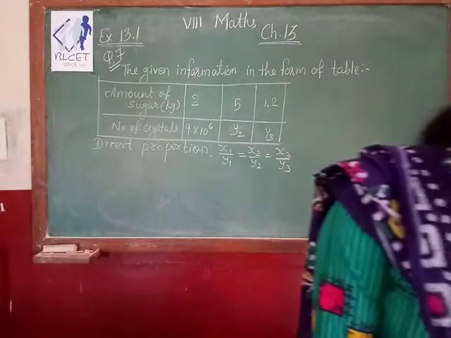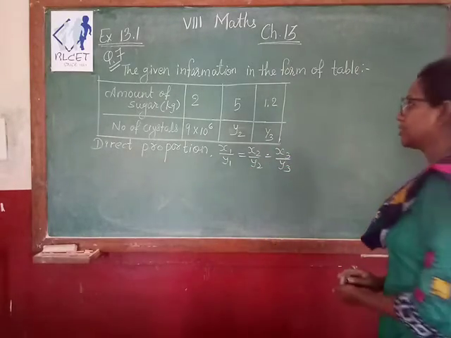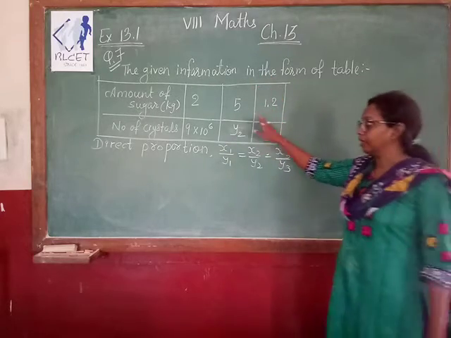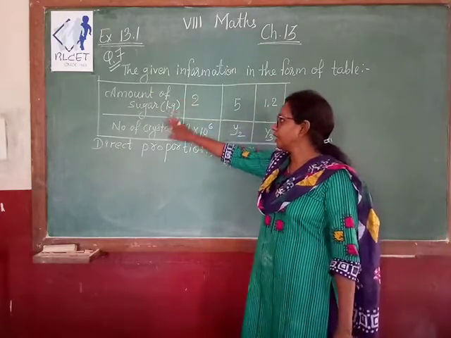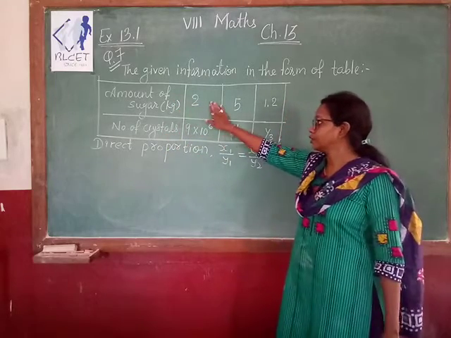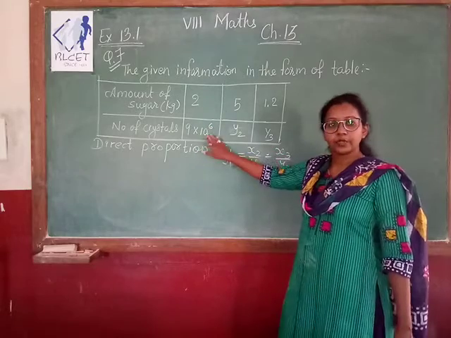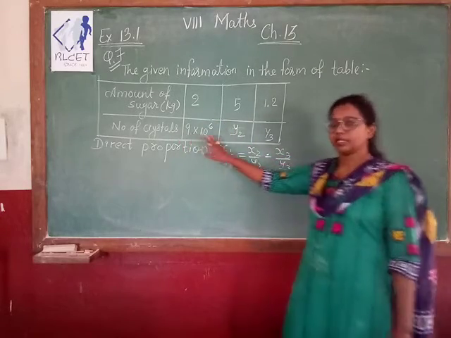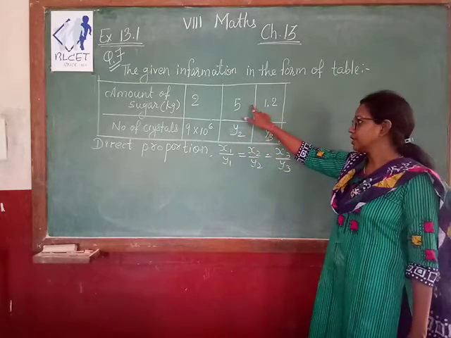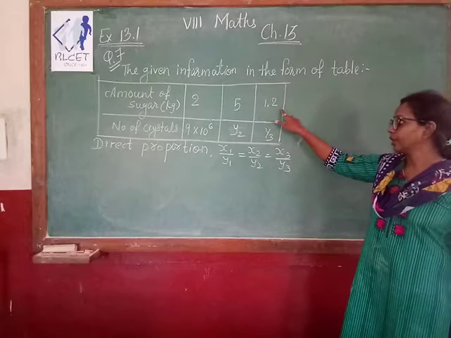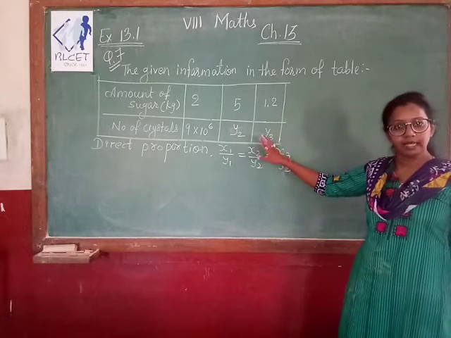So what do we have to do over here? Whatever information is given in the question, we have to write in the form of a table. So here, amount of sugar and number of crystals. What is given? The amount of sugar is 2 kg. In that, 9 into 10 to the power 6 crystals are present. Now what is our question? In 5 kg, how many crystals are there? And in 1.2 kg, how many crystals are there?